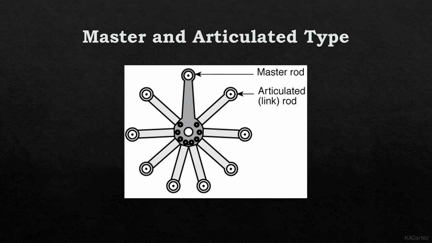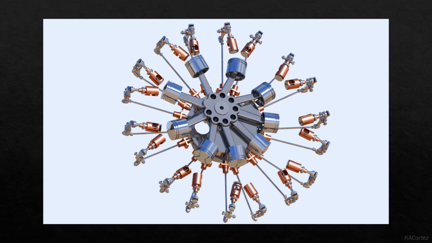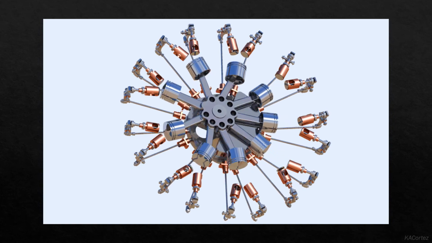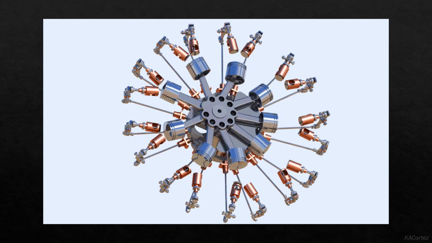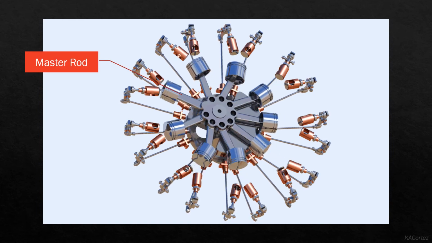So this is an example of a master and articulated type connecting rod. So in this radial engine, where do you think is the master rod in this assembly? So here it is, the master rod.